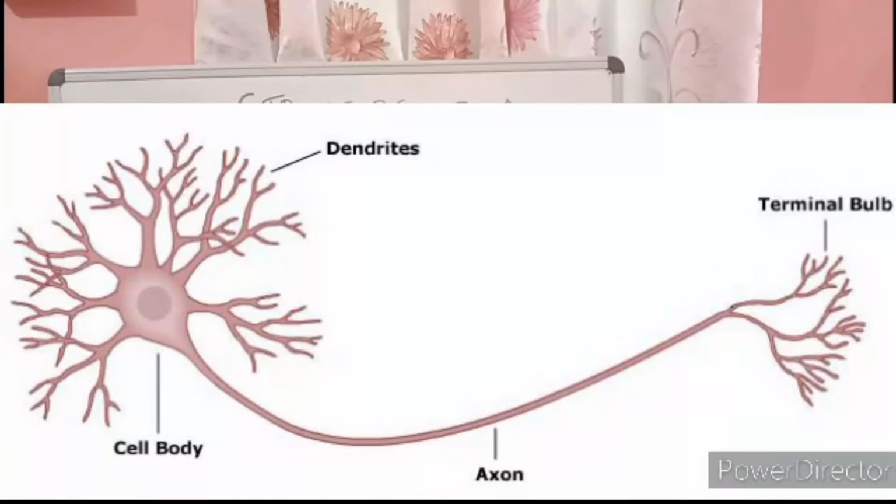One of the branches, the dendrites, is elongated. You can see it forming a tail-like structure. It grows into a very large tail-like structure. That is known as axon.